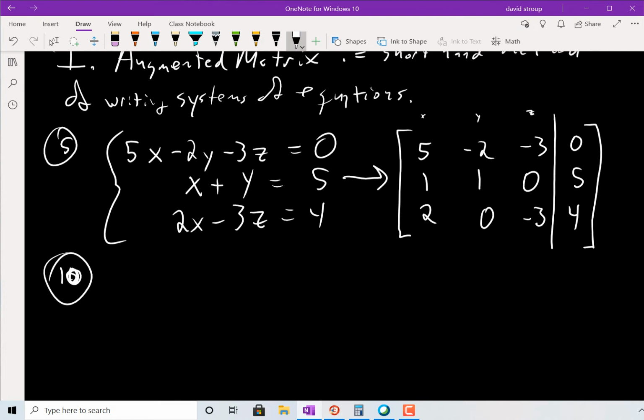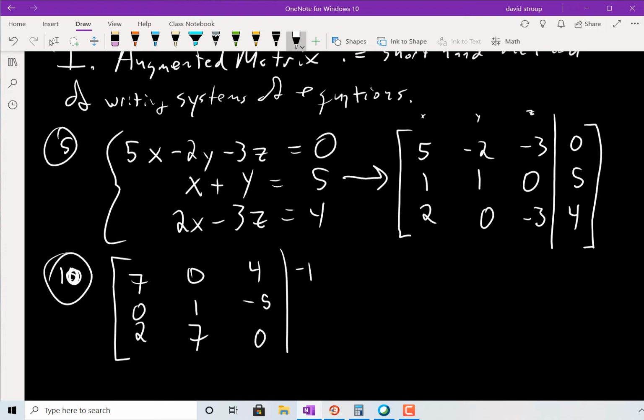Anyways, let's look at number 10. This time we want to convert back into a system of equations. So first they give you the augmented matrix. You probably want to pause the video right now to copy down the matrix and then see if you can convert it back into a system of equations.